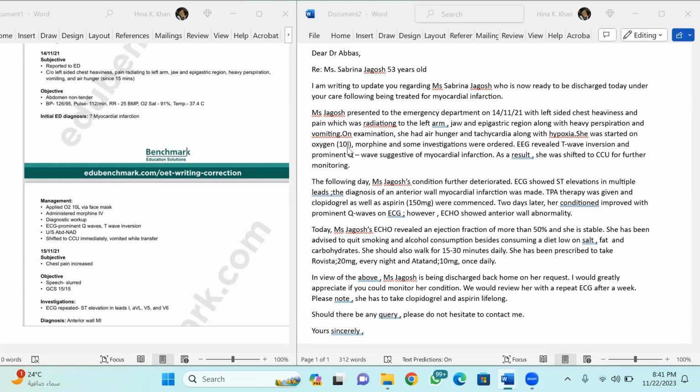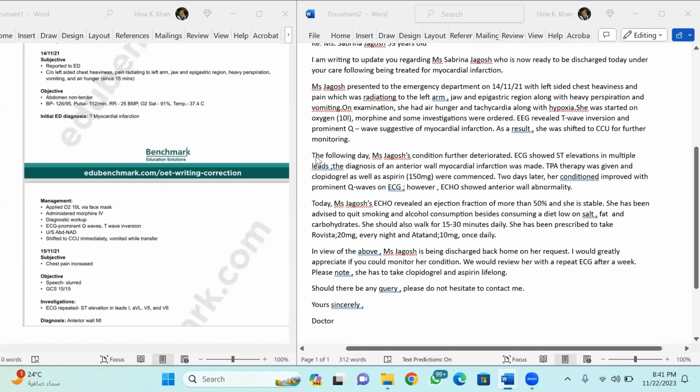She was started on morphine, and the ECG revealed this, and this was done. As a result, she was shifted to CCU for further monitoring. One of the students just wrote that she was shifted to CCU. That is also correct. For further monitoring, if you want to write, you can write; if you want to skip, you can skip that also. But it looks nice.